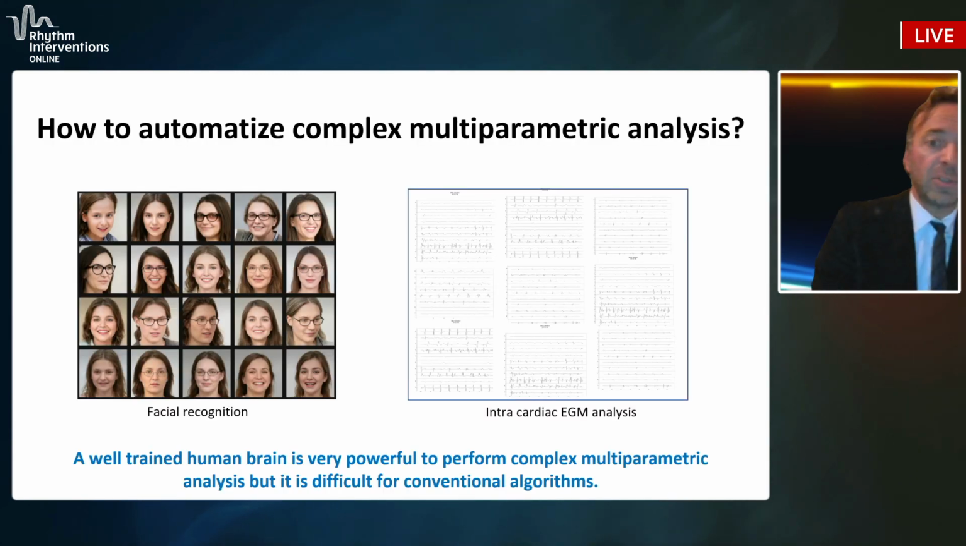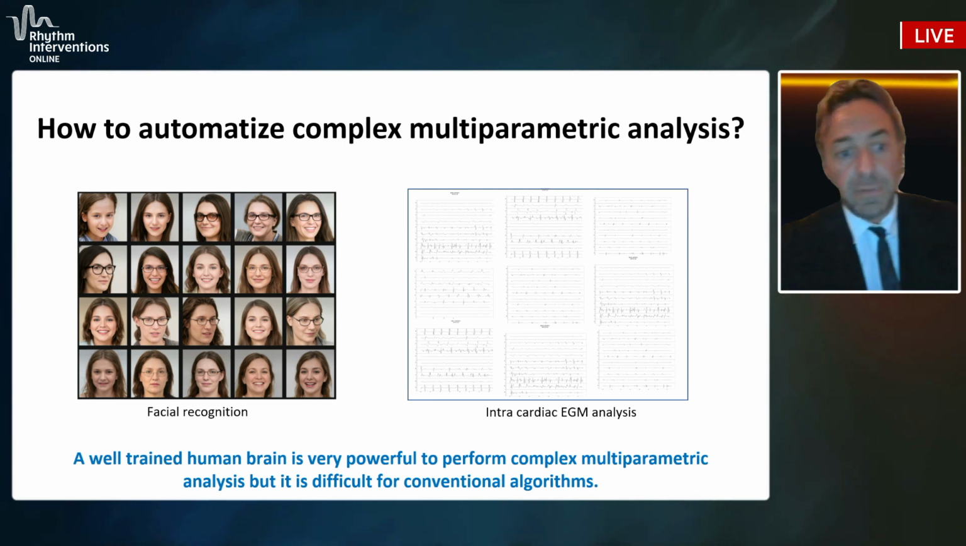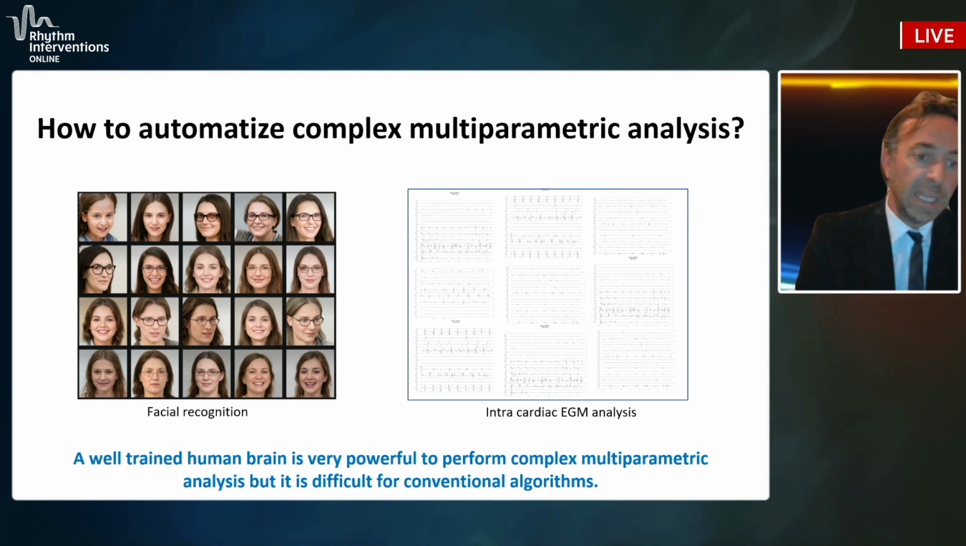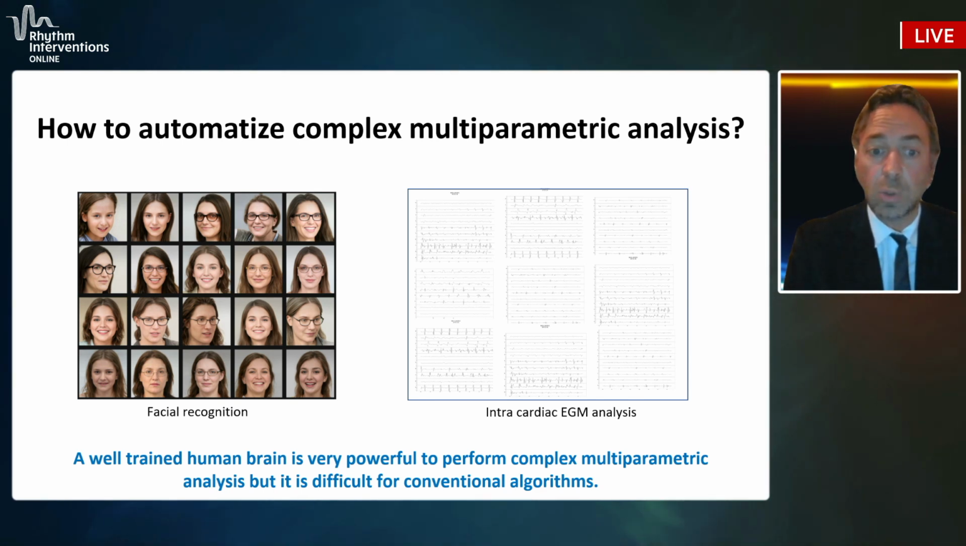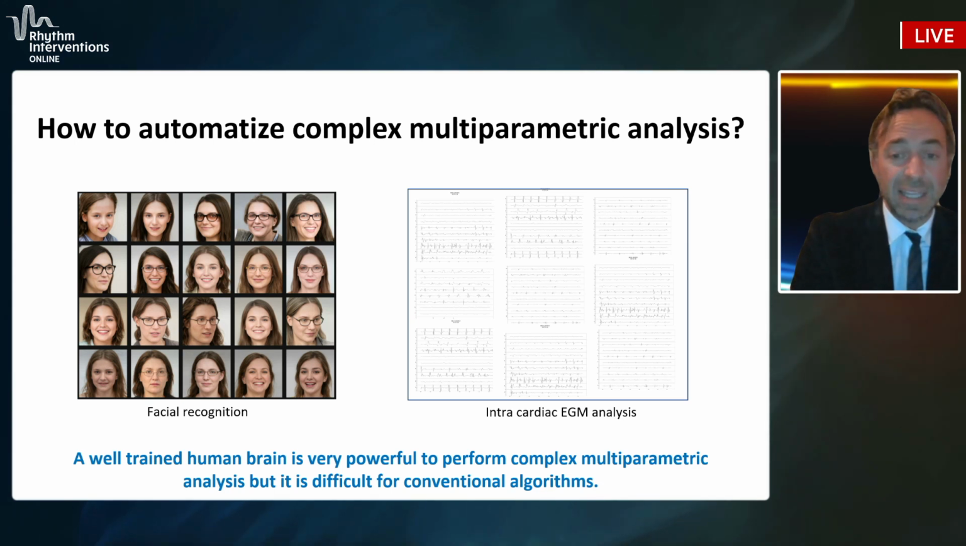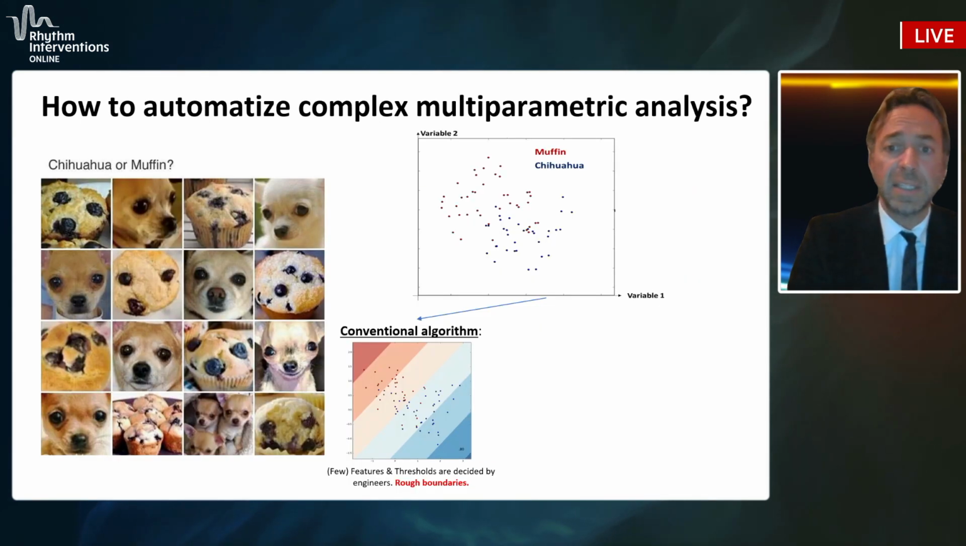So how to automatize a complex multi-parametric analysis? A well-trained human brain is very powerful to perform a complex multi-parametric analysis, such as facial recognition or intracardiac electrogram analysis. But this task is very complex for a classical algorithm. For instance, if I ask a classical algorithm with only 1 or 2 variables to discriminate on these pictures Chihuahuas and muffins, you will see that it will be very, very difficult.